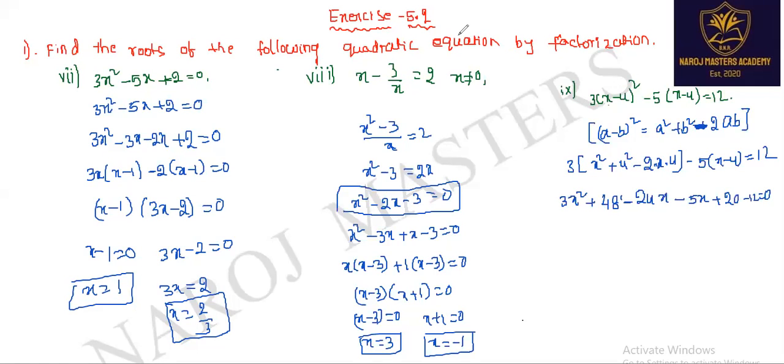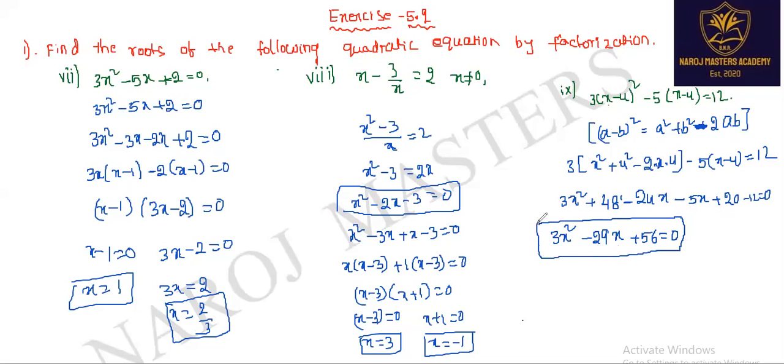Now simplify this one. 3x square, highest term is there. Now x terms next: minus 24x minus 5x, minus 29x. Then remaining constant terms plus 20 minus 12. This is plus 8 plus 48, this is plus 56, equal to 0. Now look at here. It is in the form of a quadratic equation.